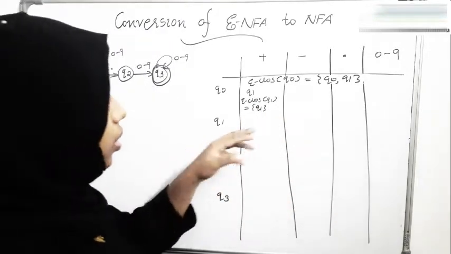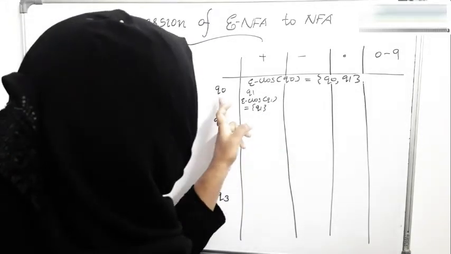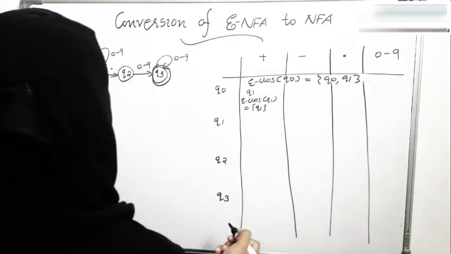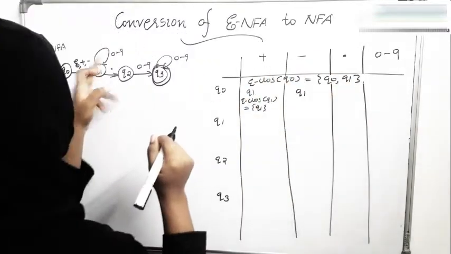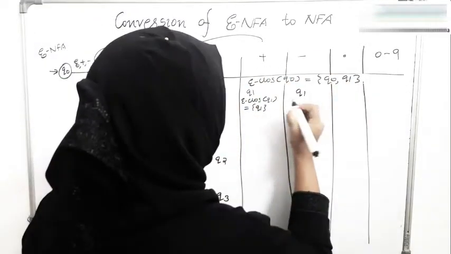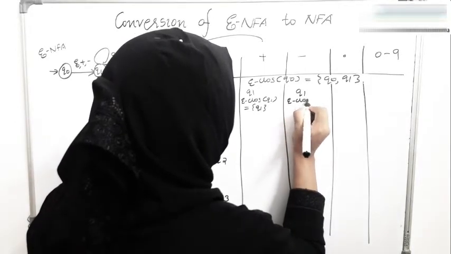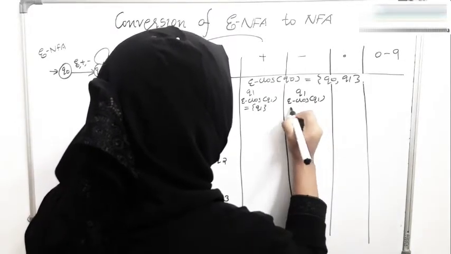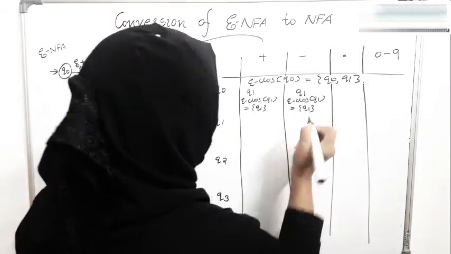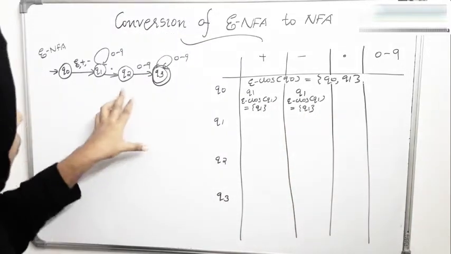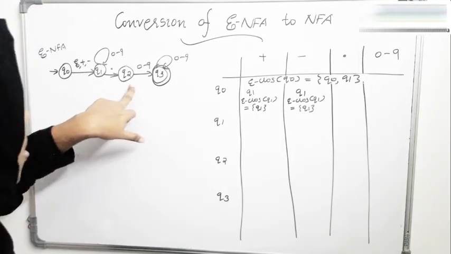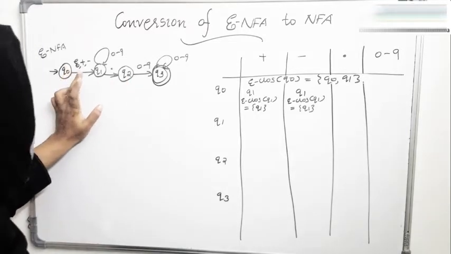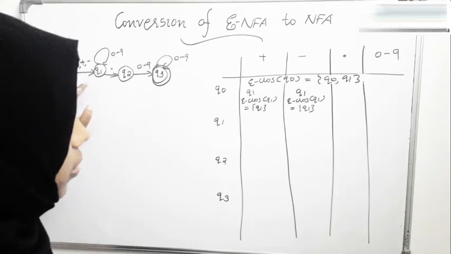Now Q0 comma minus is Q1. Now Q1 comma minus is not defined. So it is Q1. Now E close of Q1 is Q1 itself. The next thing that we need to do is, because we have just one epsilon transition here, that is why it is like this.